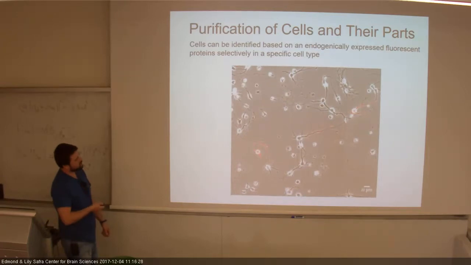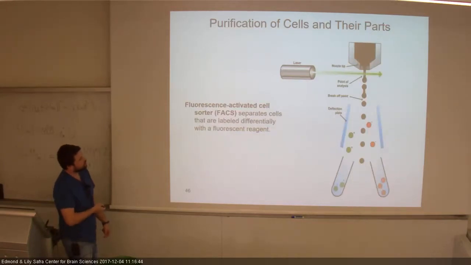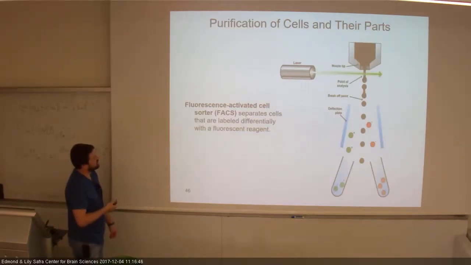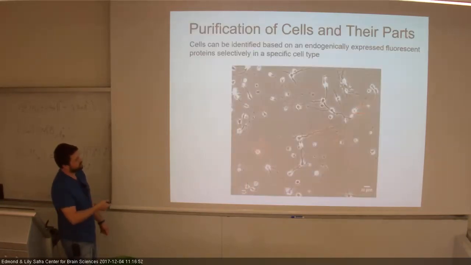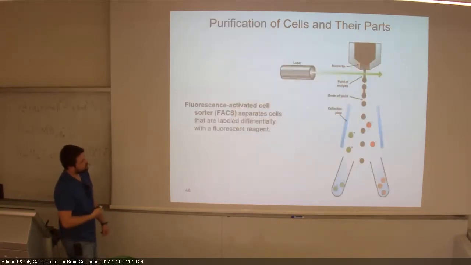In ways that I didn't tell you a lot about, but we'll talk about in future classes, we have ways to specifically mark these cells with a fluorescent protein. In this case, it's the tomato that expresses homogeneously and strongly only in the cells that we're interested in. And then we can use a technique called fluorescence activated cell sorter, in short FACS, in order to separate these cells from all the other cells that you see here, for example, the black cells, the cells that don't have fluorescent tagging.